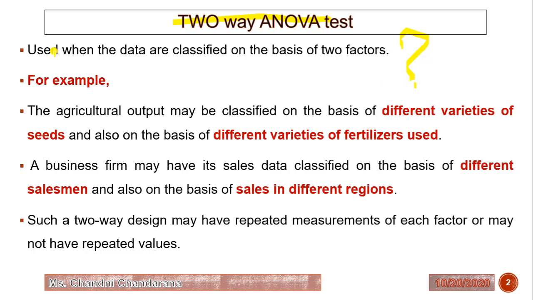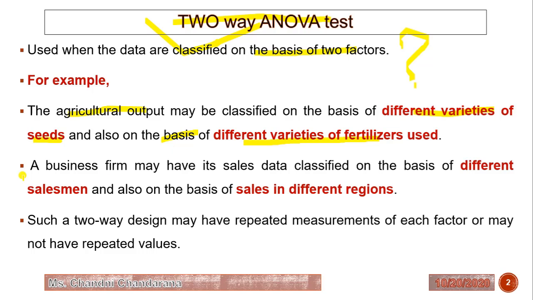This is the question. It is used when the data are classified on the basis of two factors. That's why we can apply the two-way ANOVA test here. For example, the agricultural output. If we are talking about agricultural output, it may be classified on the basis of two factors: different varieties of seeds and different varieties of fertilizers used. So here we can apply the two-way ANOVA because one thing depends on two factors.